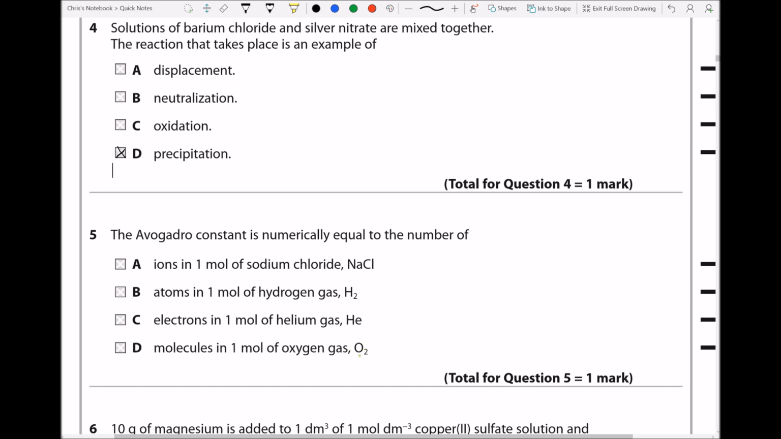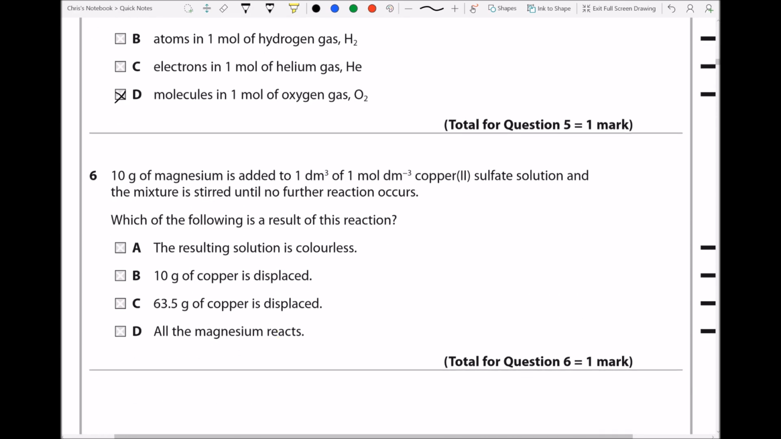So we're looking at both of these. How many of these do we have in 1 mole of a substance? So that's what Avogadro's number is telling us. So that one is correct. That one is D. Okay, question 6. 10 grams of magnesium is added to 1 decimeters cubed of 1 moles per dm cubed copper sulfate solution, and the mixture is stirred until no further reaction occurs. Which of the following is a result of this reaction?